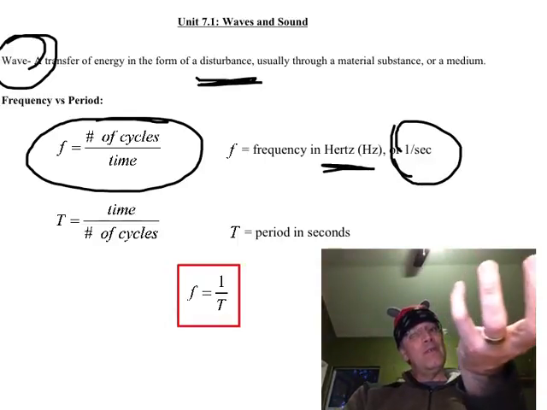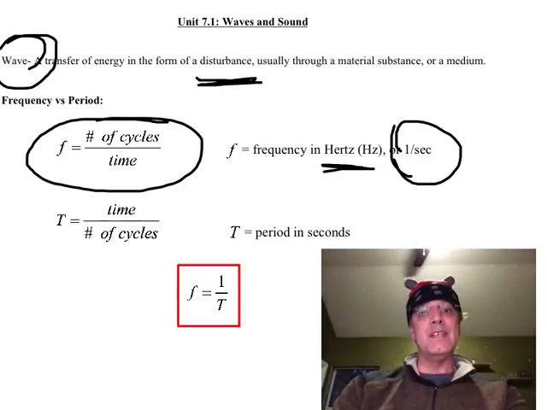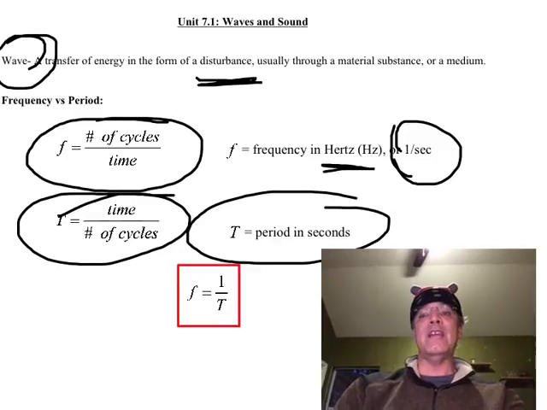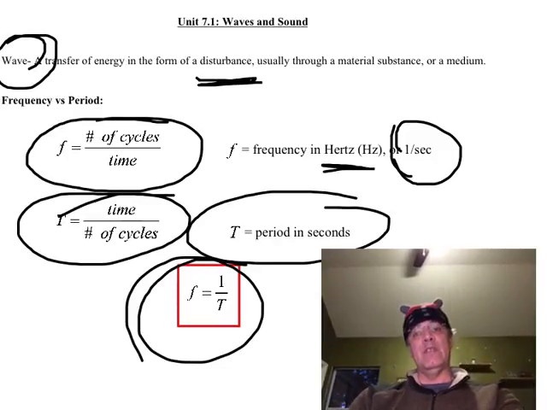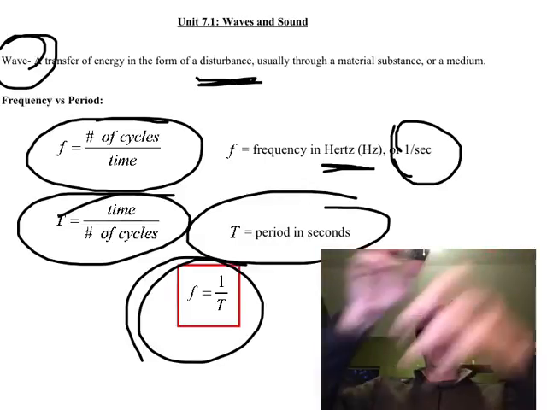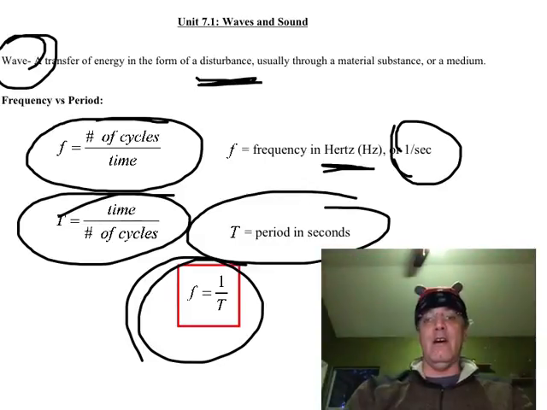And along with frequency comes period. Period is the opposite of that. It's how much time it takes for one cycle. We've already talked about period a bunch, and this main equation, frequency equals 1/period, is because one of them is cycles per time, the other one is time per cycles, and so they are the opposite of each other.